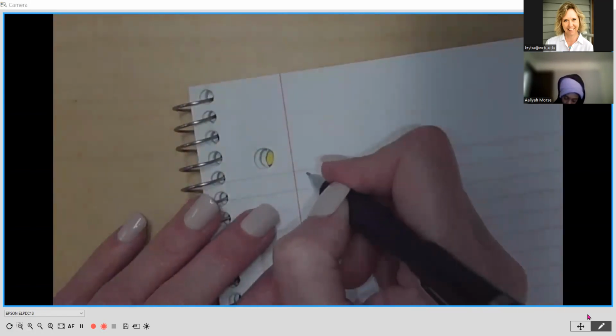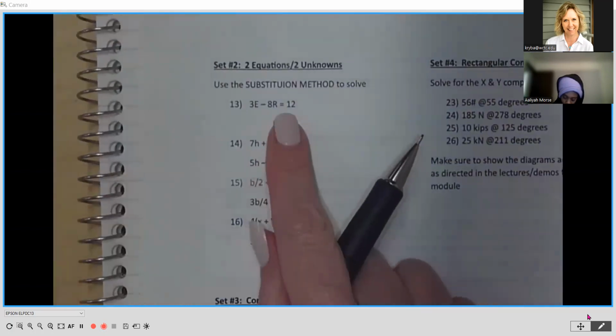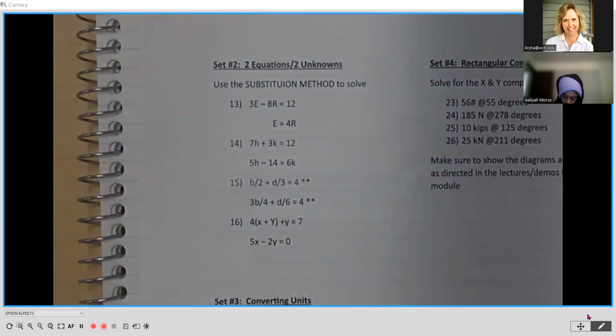So number 13. All right. What I'm going to do is rewrite these two equations, and I'm going to call one number 1 and one number 2.